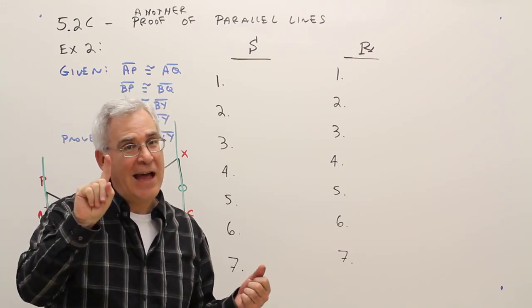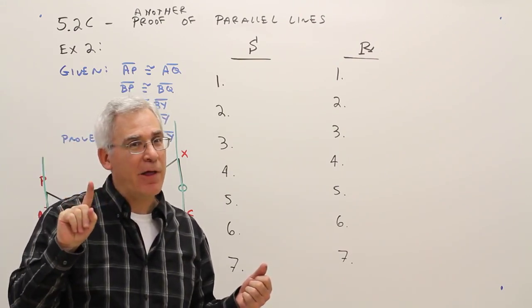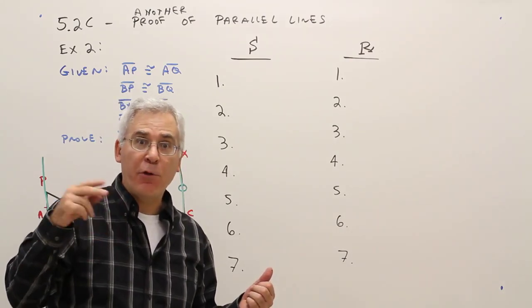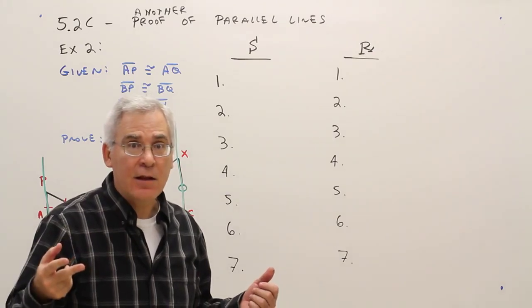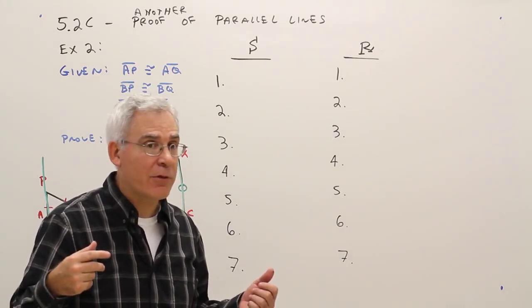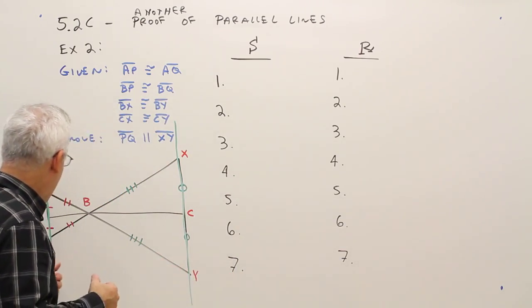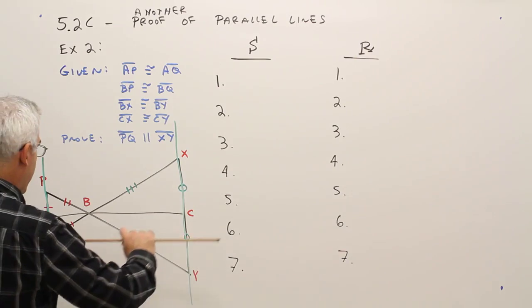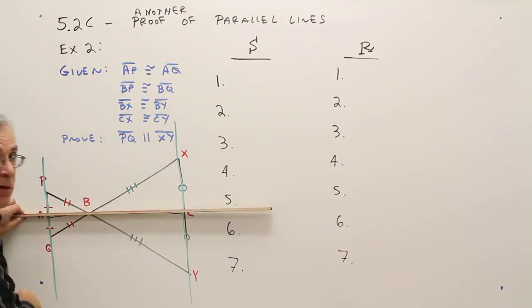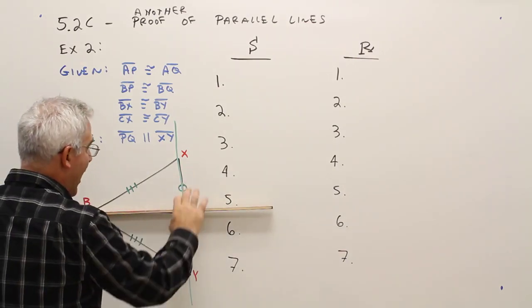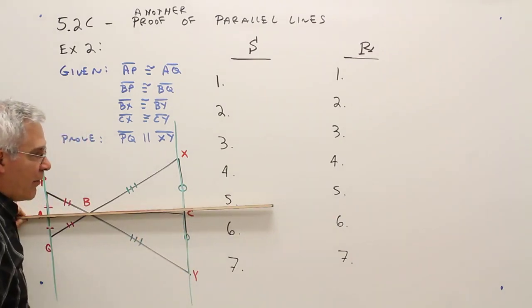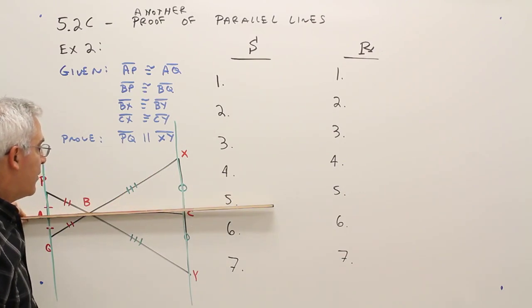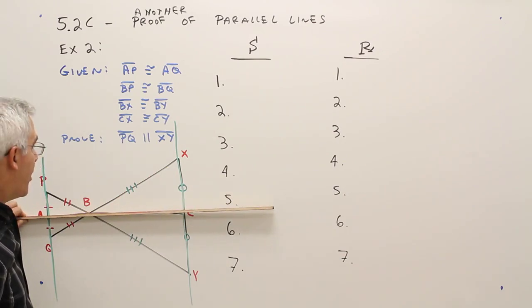But there's that one oddball. That one oddball theorem said if two lines are both perpendicular to a third line, then those two lines are parallel to each other. So if I could somehow get PQ to be perpendicular to this line and XY to be perpendicular to this line, then I know that these two lines will be parallel to each other. Okay, so that's the route I'm going to go.